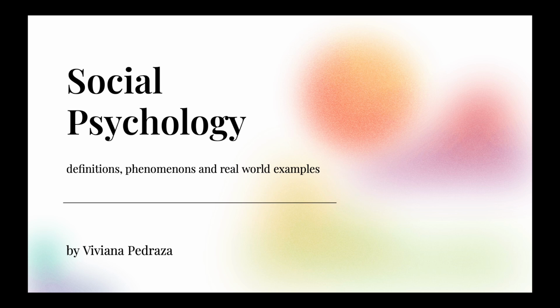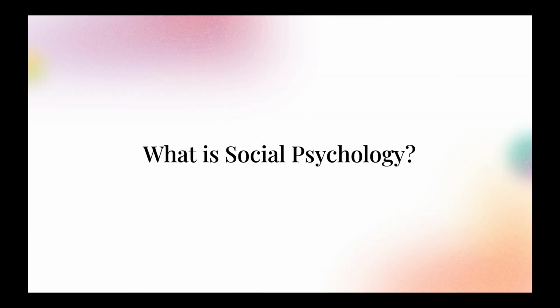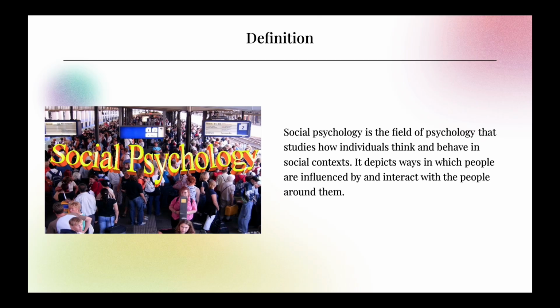I'm going to be going over definitions, phenomena, and real-world examples. To begin, what is social psychology? It can be defined as the field of psychology that studies how individuals think and behave in social contexts. It depicts ways in which people are influenced by and interact with the people around them.